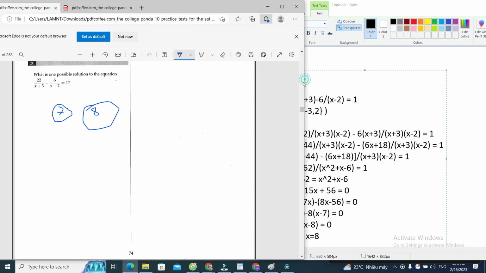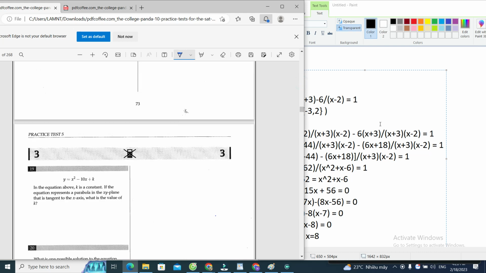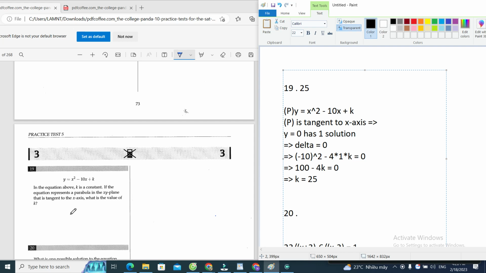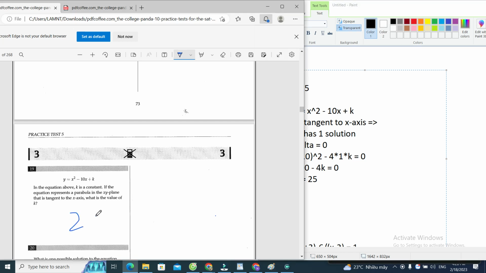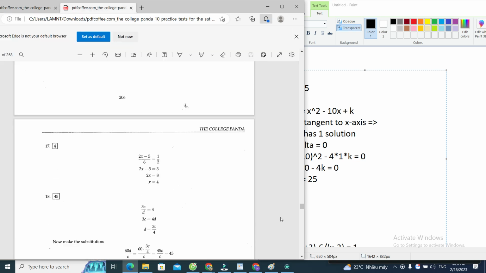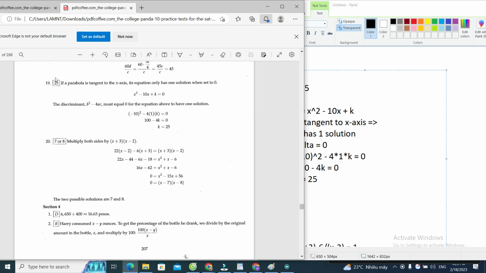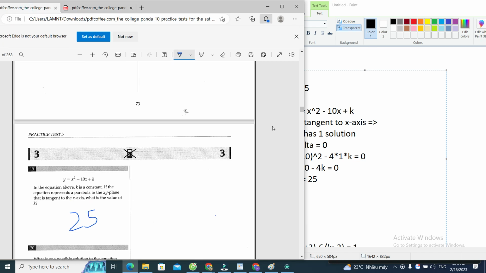So for number 19 we have 25, and for 20 we have 7 and 8. So let's check it out. For 19 we have 25, and for 20 we have 7 and 8, so that's a legitimate answer.